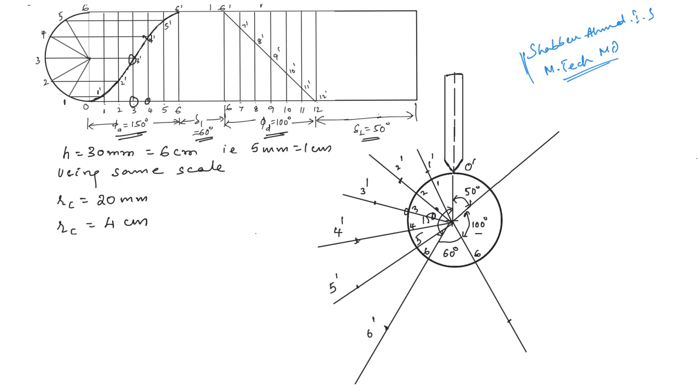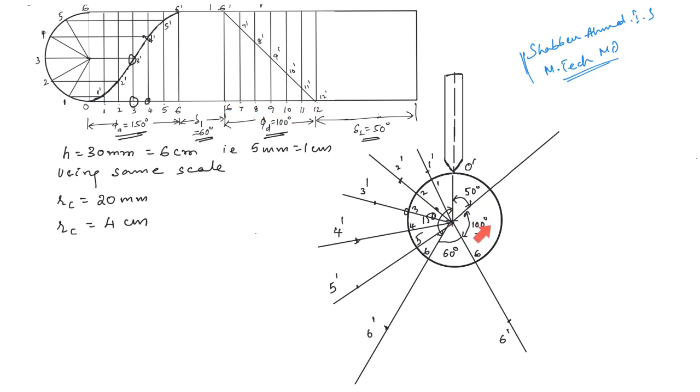Okay, so let us say this is 6 dash. Now what you should do is divide the angle of descent. This is the angle of descent, 100 degrees. In the displacement diagram we have divided the angle of descent also into 6 equal parts.